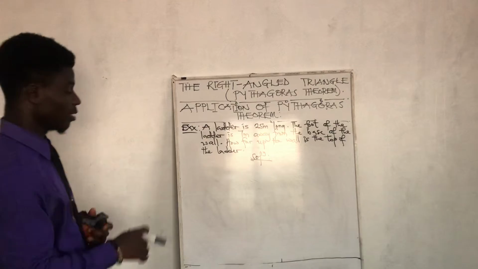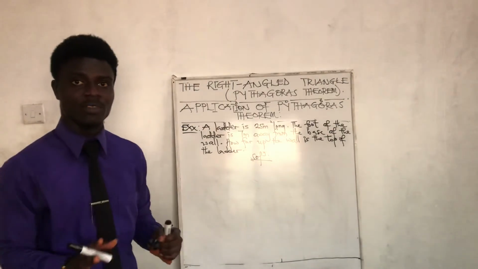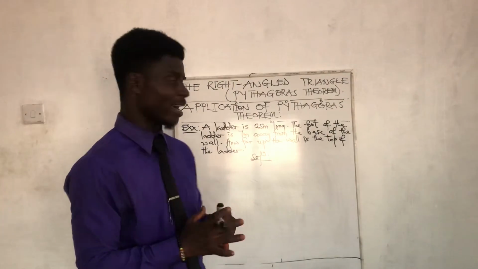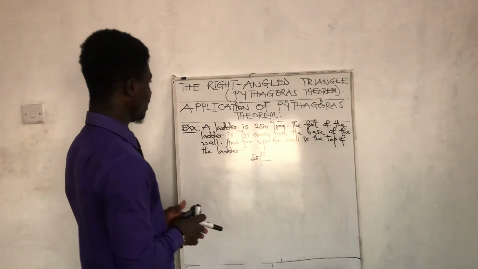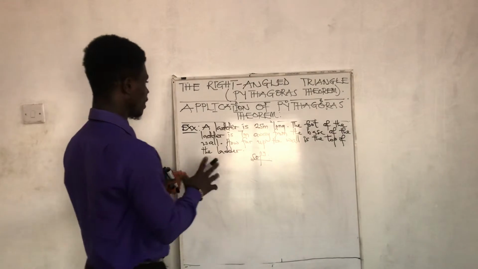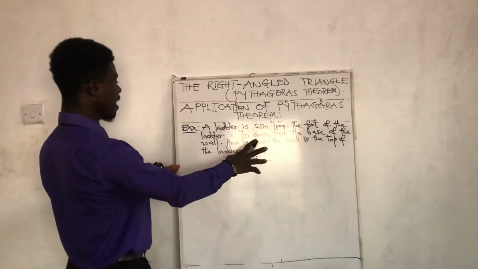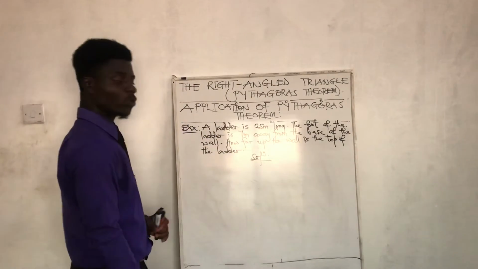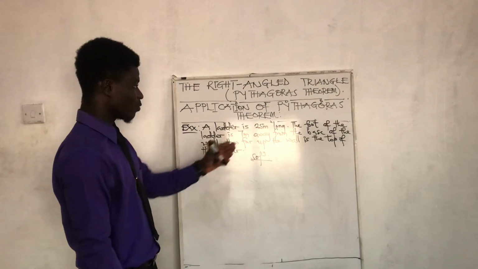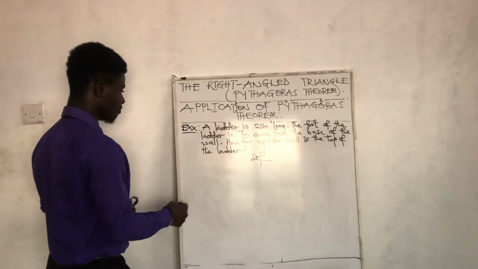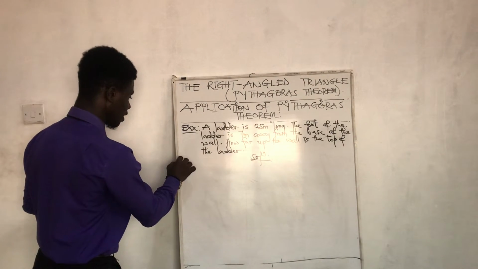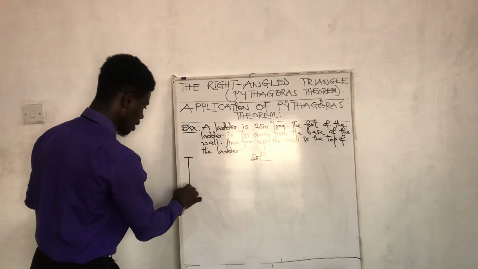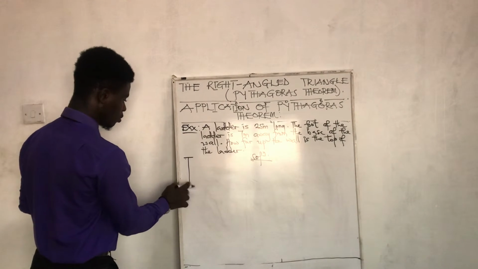So now, I'm back. I believe you've done something, right? So now, let's go. The ladder is 25 meters long. The foot of the ladder is 7 meters away from the base of the wall. How far up the wall is the top of the ladder? The ladder is 25 meters long. So now, let's do our sketch here. So I have my wall.